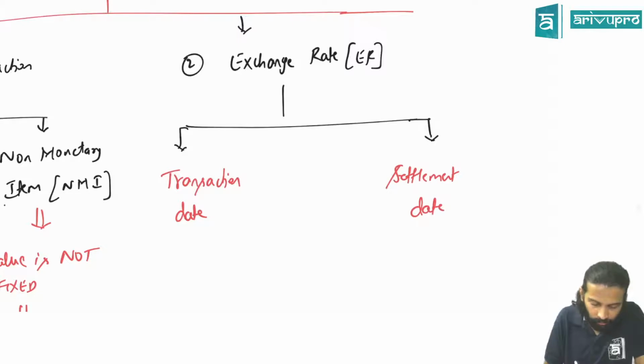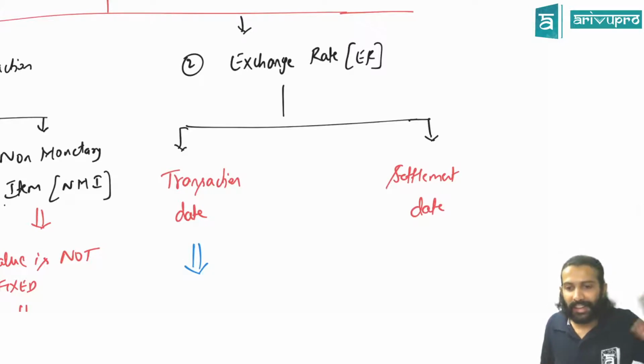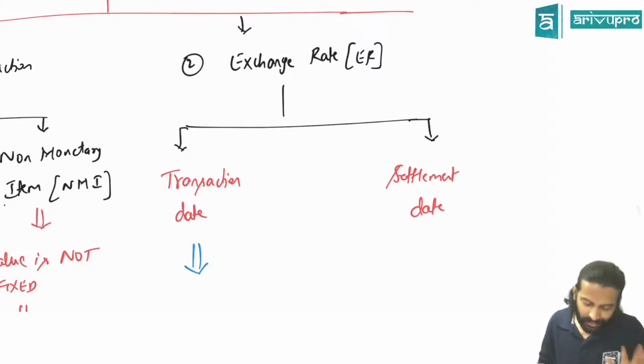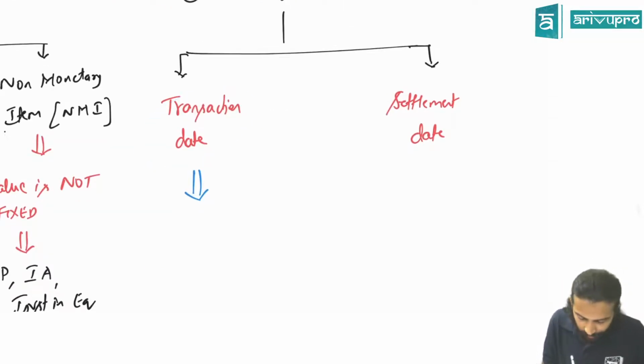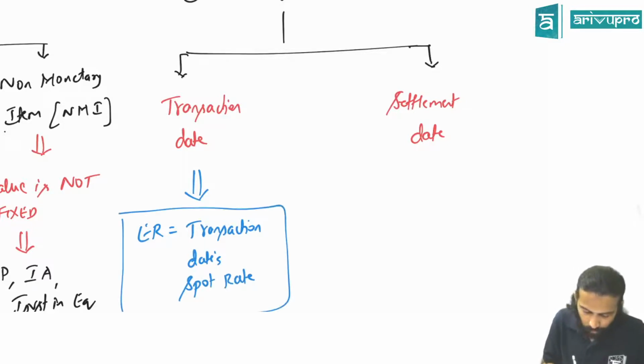You have learnt this already in IND AS 11, correct? Initially, all foreign currency transactions are recorded using the transaction date spot rate. That is what I'm calling here. Whatever transaction it is, whether monetary or non-monetary, all transactions are initially recorded on the transaction date at what? Exchange rate will be what? ER will be the transaction date spot rate. Got it? This is one.